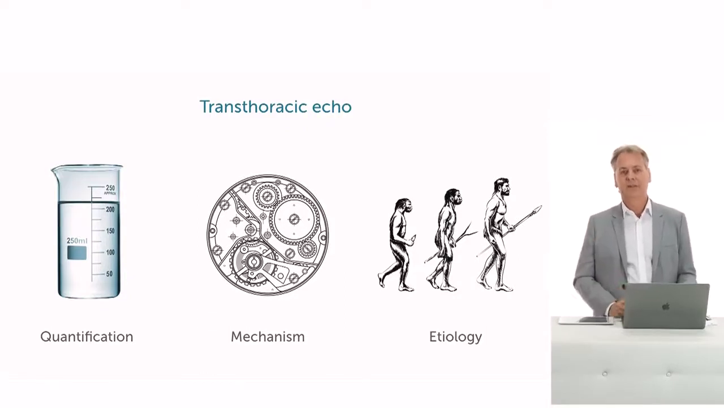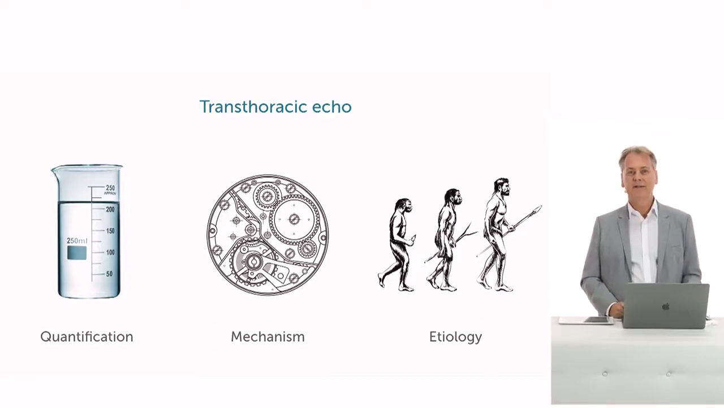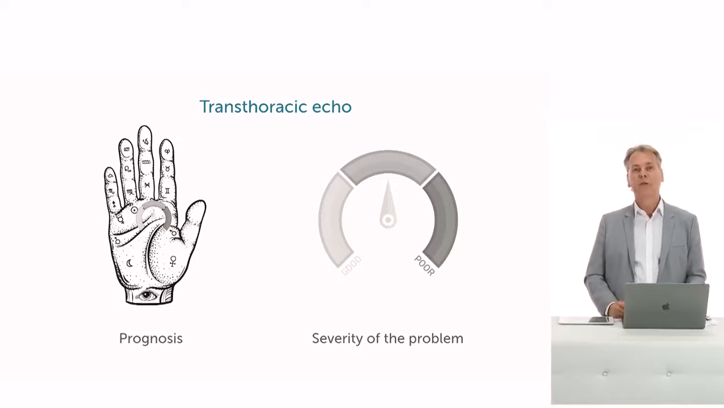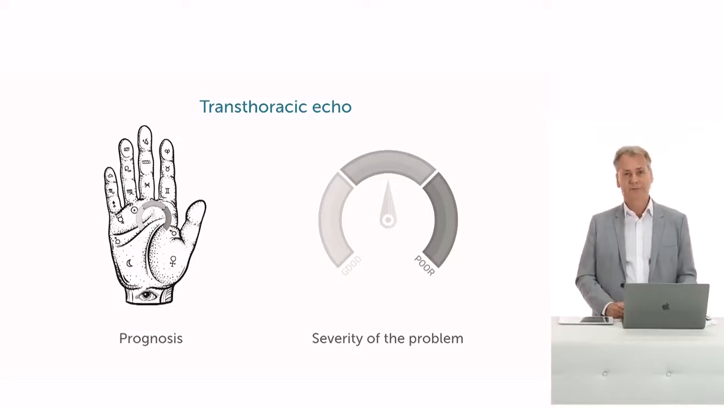Now, let's come to transthoracic echo and look at some of the points that echo can actually help us with. First of all, quantification. We can look at the mechanism. We can look at the etiology of mitral regurgitation. Furthermore, it provides us very important prognostic information, and it can also display the severity and the urgency of the problem. A very important thing, again, when it comes to timing. We'll talk more about that later.